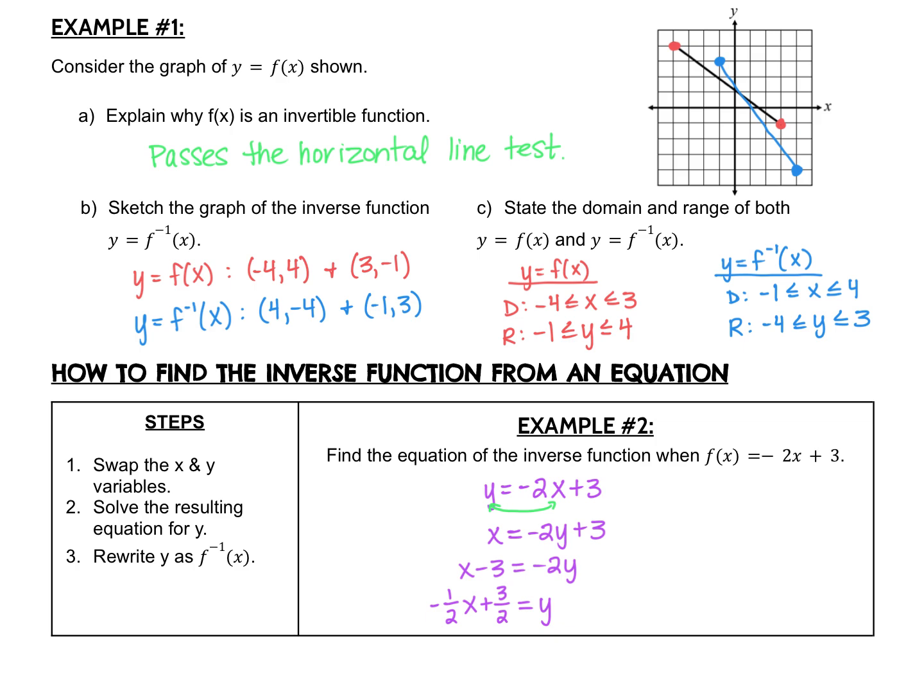And of course, last step, we would change y into the inverse of f of x is equal to negative 1/2 times x plus 3 over 2. So that will be my inverse.